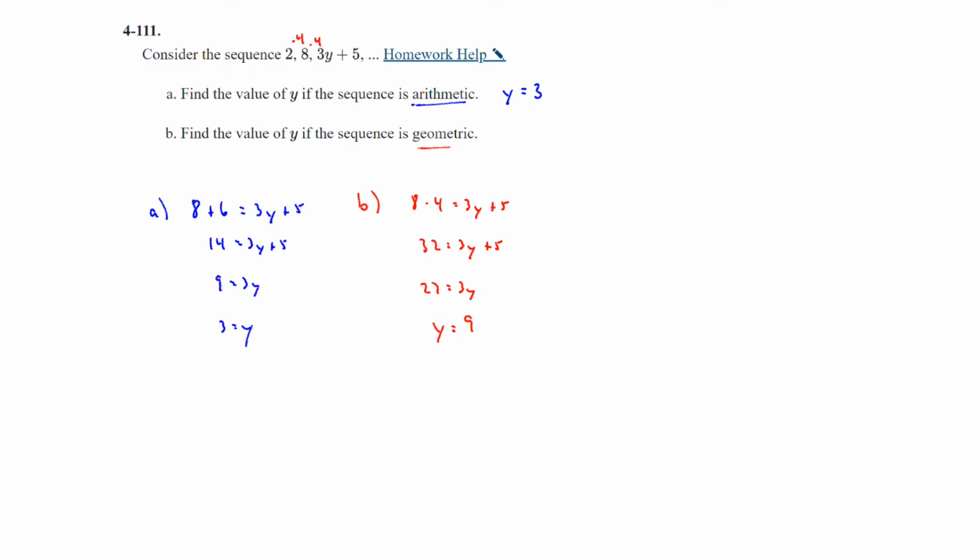And so for it to be geometric, y would be equal to 9. 4 times 8 is 32. So if I do 3 times 9, that's 27 plus 5 is 32.